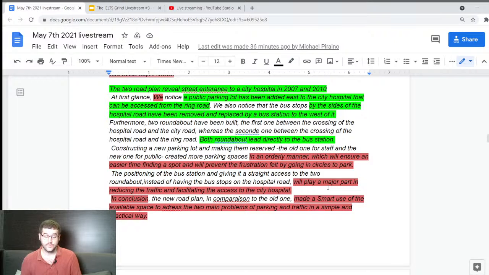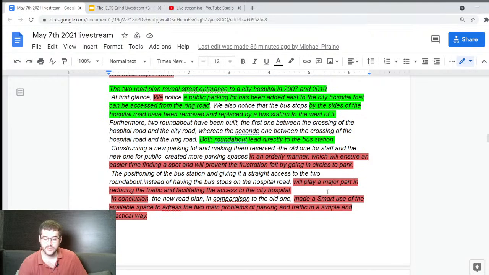If we continue, we also notice that the bus stops by the sides of the hospital road have been removed and replaced by a bus station to the west of it. Again, really, really good here. He's talking about different elements, and he's talking about how they're connected to each other and where they are on the map. Now, unfortunately, he doesn't say where the hospital is. He doesn't say that it's in the center of the given area. So it's not perfect, but it's still really good.